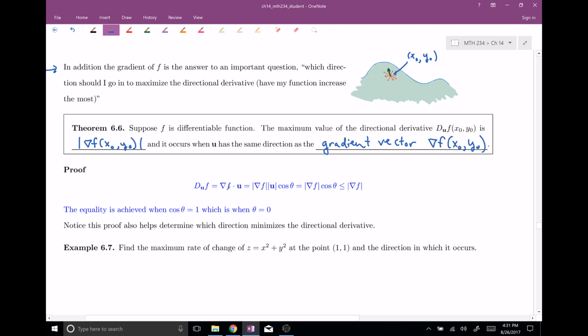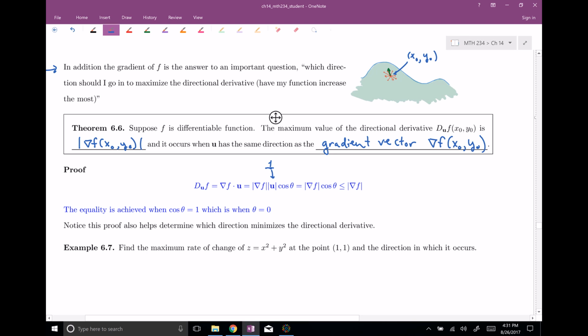The dot product can be given by the magnitude of the gradient times the magnitude of u times the cosine of the angle between them. That's one of the properties of the dot product from back in the day. Remember, u is a unit vector, so its magnitude is 1, and we can simplify this down. And cosine is nicely bounded between 1 and negative 1. So the most this quantity can ever be is when cosine is 1, and then it's just the magnitude of the gradient. So that's why this first bit is true.